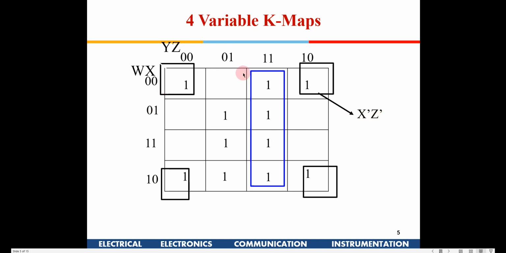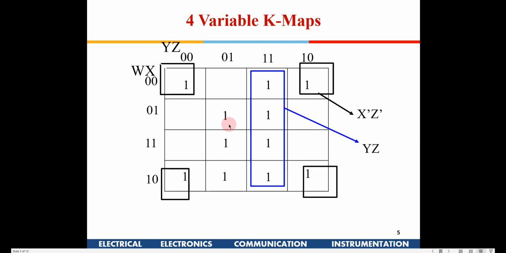Okay, now so these 4 ones have been taken care of. Now you can make one more 4, this 4. Okay, this is clearly yz. Because w and x are changing, y and z are not, so I can straight away write that yz. Okay, now that is done.